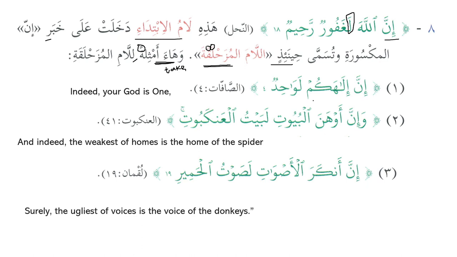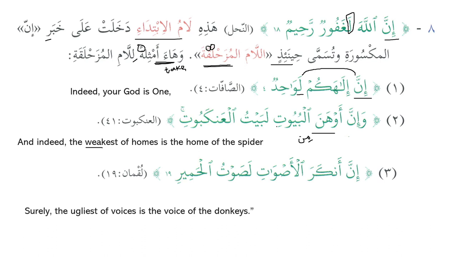Inna ilahukum lawahid. Indeed, your God is one. We can see here inna and then lawahid, the combination of inna and lam al-muzahlaqa. Wa inna awhan al-buyuti labaytul ankabut. And indeed, the weakest of homes is the home of the spider. Why is it translated as the weakest? Awhana is on the af'al pattern, af'al tafdeel. Excellent.